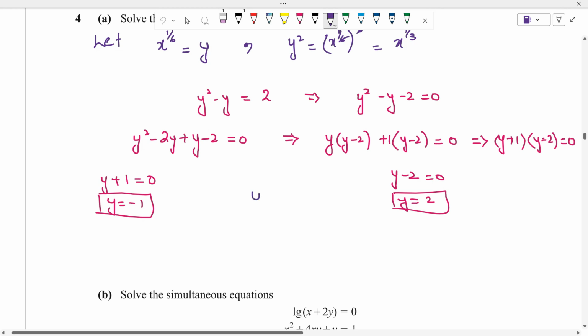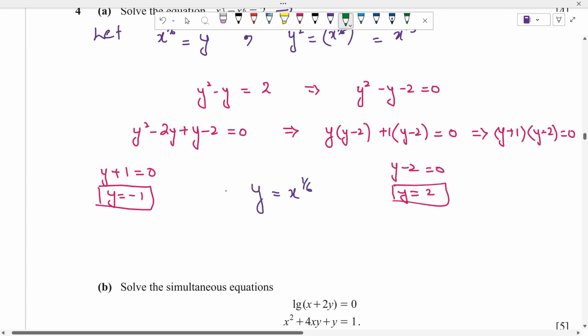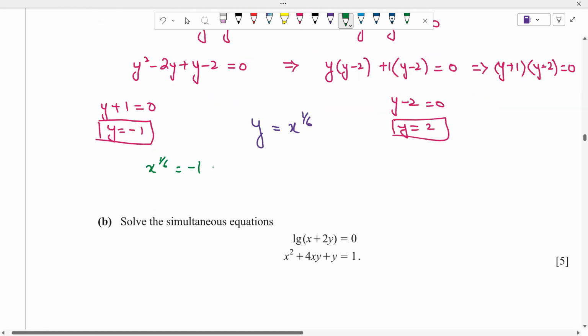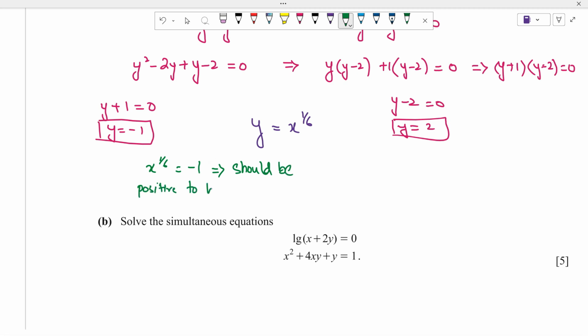We know that y is equal to x to the power of 1/6. When we plug y = -1 into this equation, we will have x^(1/6) = -1. So x^(1/6) is equal to -1, which may have two values. x may have a negative value and a positive value. It should be positive to have a real solution. So this value can have a real solution and an imaginary solution both, so we are ignoring it.